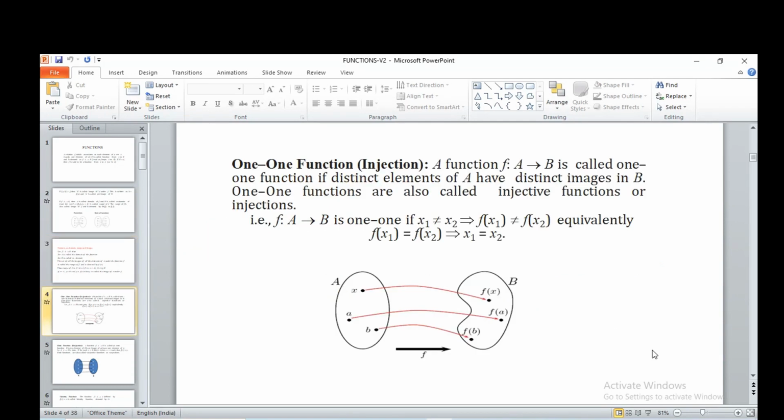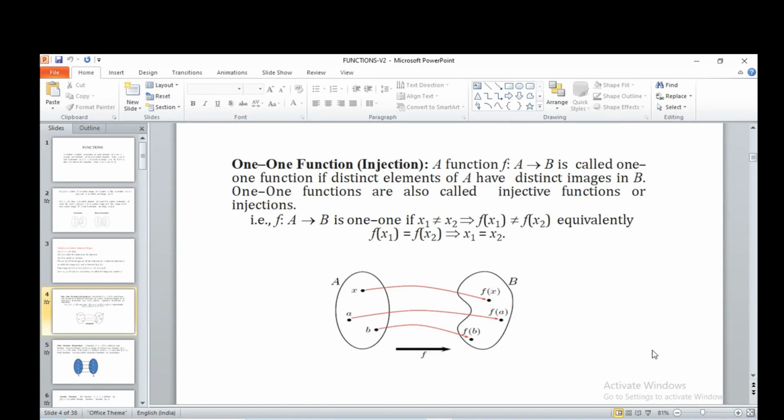Okay, right. Next part. One-to-one function, or otherwise it may be called an injection. See the diagram before we see the definition. The relation: X is mapped to F of X, A is mapped to F of A and B is mapped to F of B. Here A is called the domain and B is called the codomain. Now we will see the definition.